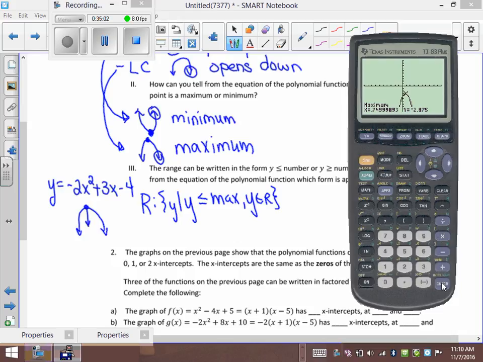What's the actual maximum value? It's always the y, right? That's the maximum height. I'm giving you the range based on the y. So it's negative 2.875. So I'm going to go y such that y is less than or equal to negative 2.875.